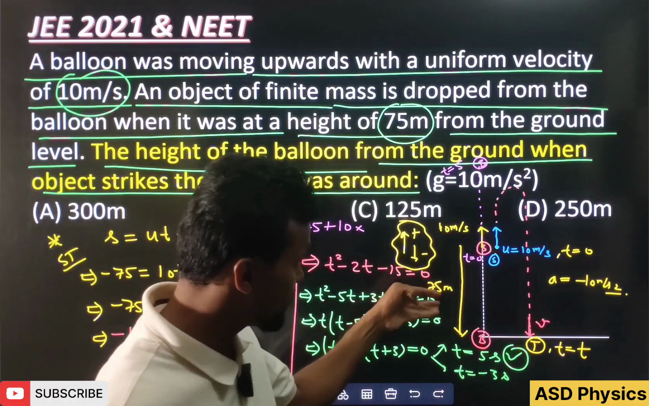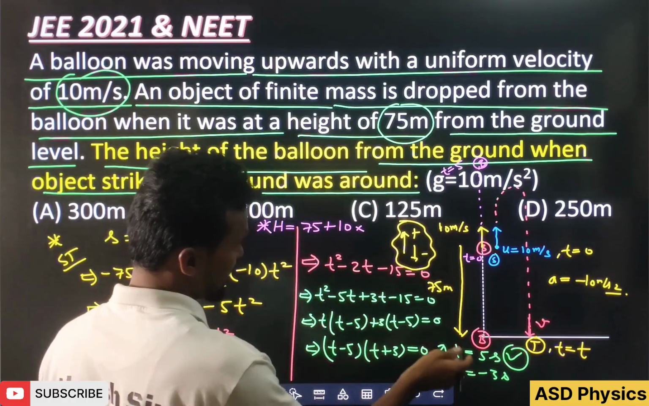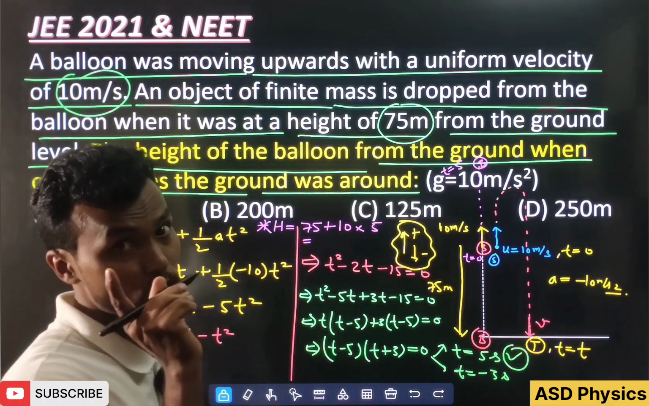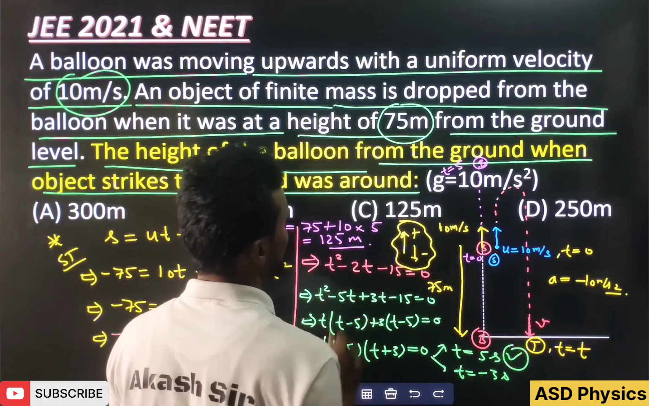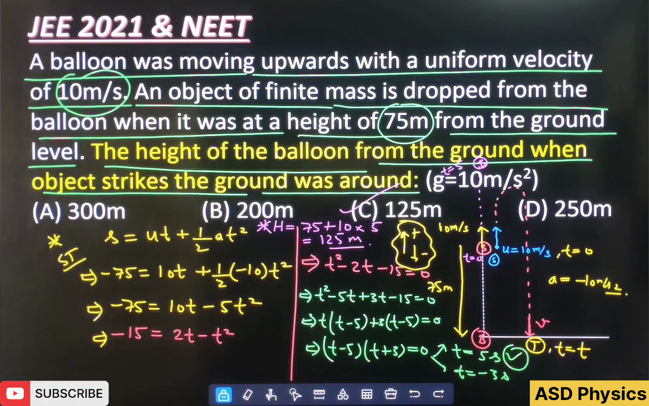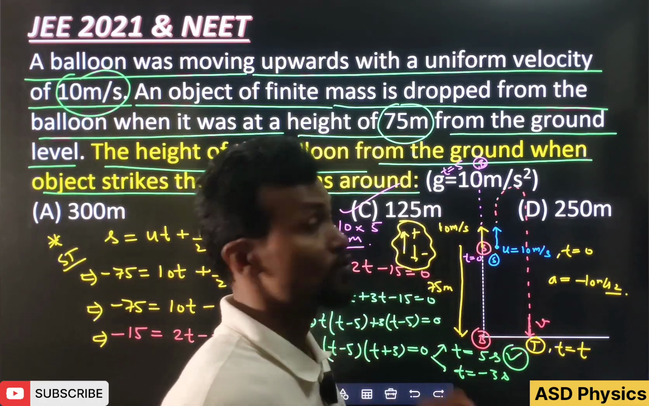Total how much here? 75 plus this distance here. So initial velocity 10, time 5, so 10 into 5, 50. So 75 plus 50, 125 meter. That means from the ground, the height of the balloon is 125 meter. Now, first we have to see the stone. We have to get the time, and that time we have to use for the balloon.